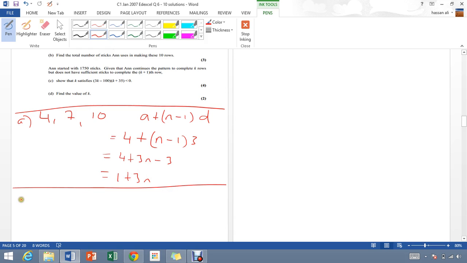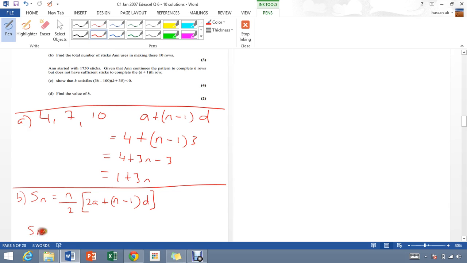Part B now is asking you to find the total number of sticks used in making these 10 rows. Again, it's another formula that you have to use, which you should be familiar with, which is n over 2, and then you'll have 2a plus n minus 1 times your difference. Now it's asking you for these 10 rows, the sum of sticks using 10 rows.